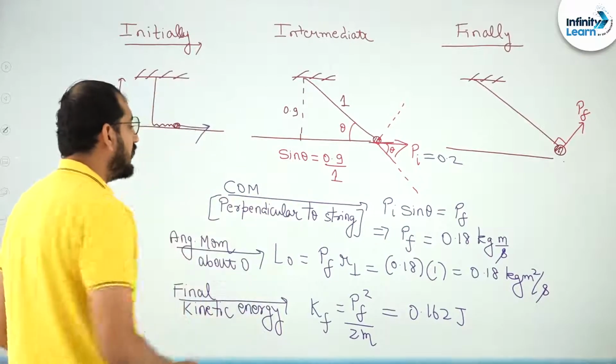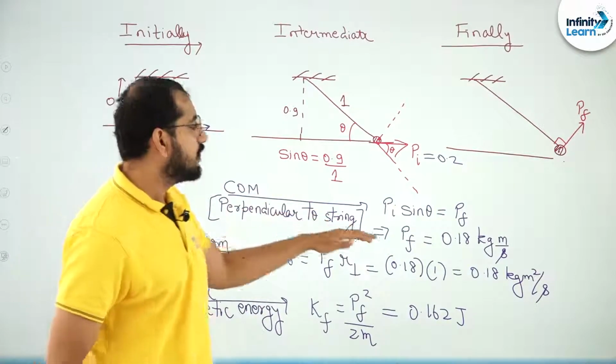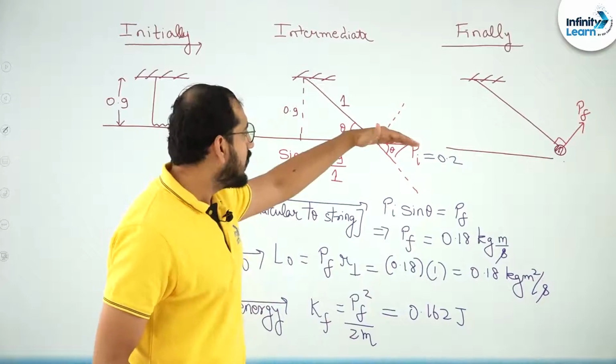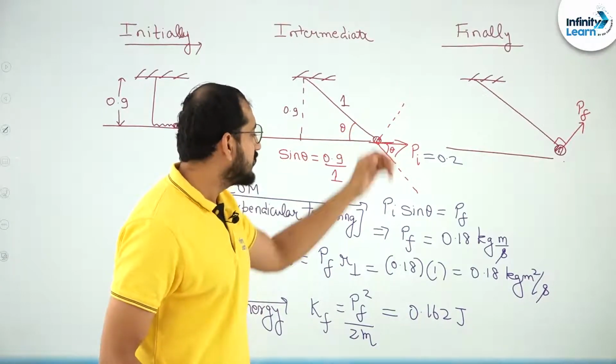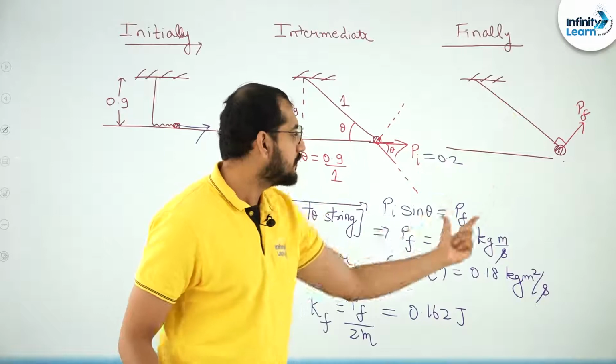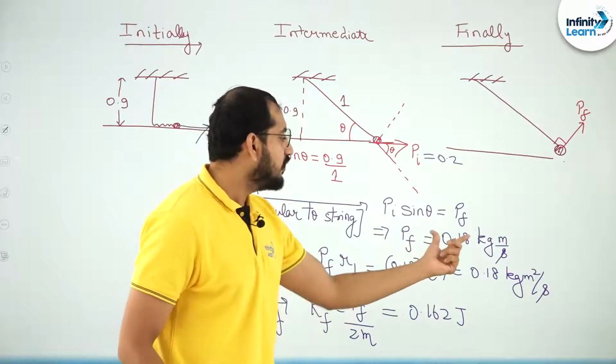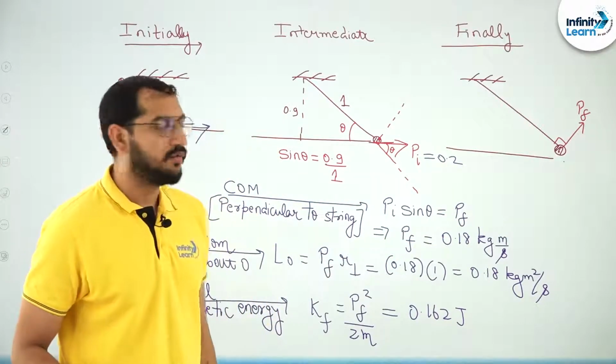So in that perpendicular direction, I can apply the conservation of momentum equation. So the component of this momentum along this direction, Pi sin theta, should be equal to that Pf. From there I have calculated the value of Pf, which has come out to be 0.18, right?